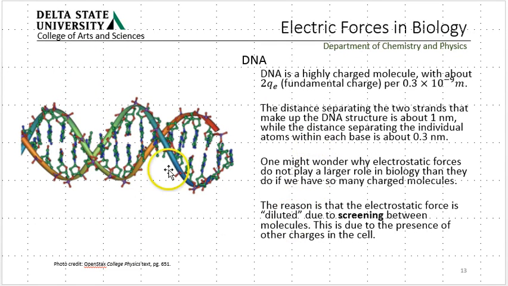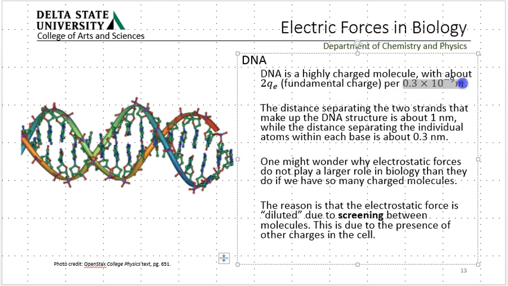When we look at electric forces in biology, outside of electric eels, which can produce a pretty good charge, the DNA molecule is a highly charged molecule. It has about 2 electron charges per 0.3 times 10 to the minus 9 meters, which is 3 angstroms, or 0.3 nanometers. So every 3 angstroms you have about 2 electron charges. That's a pretty good charge.